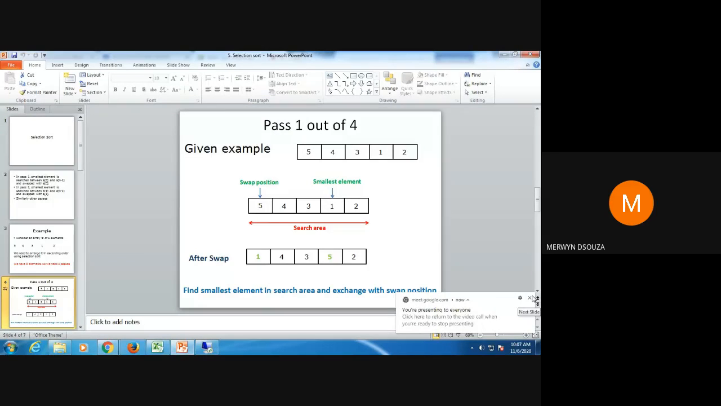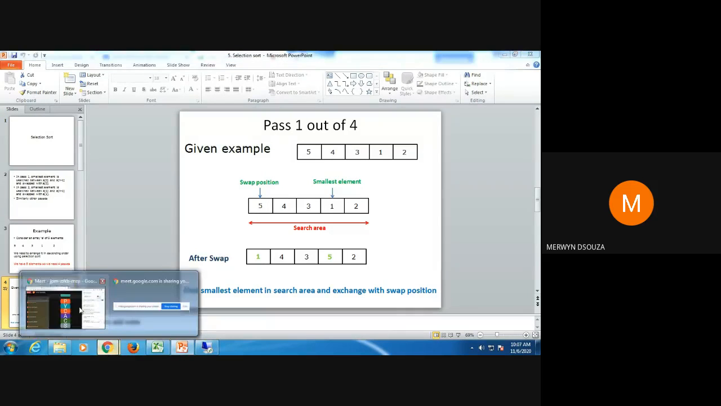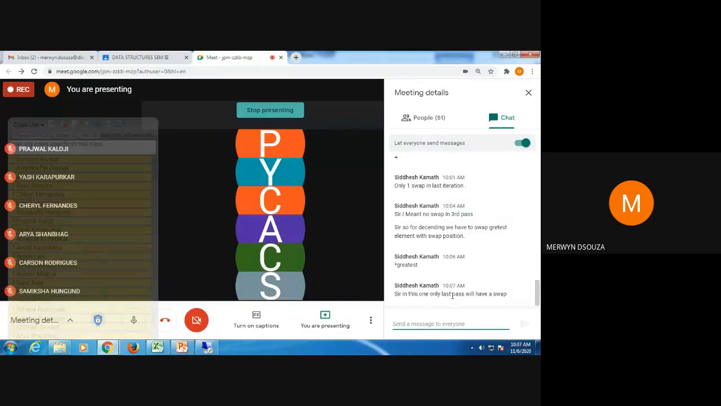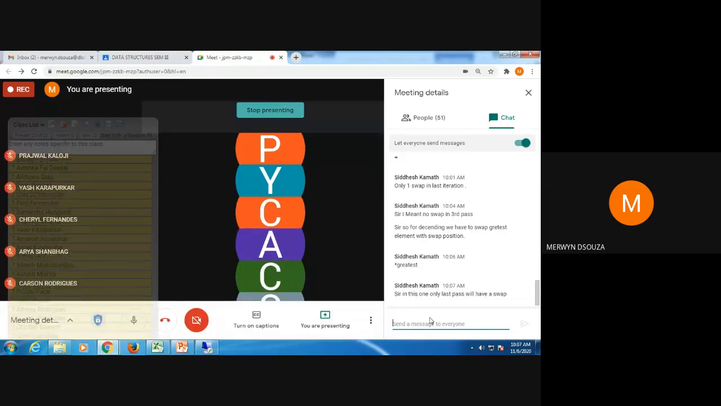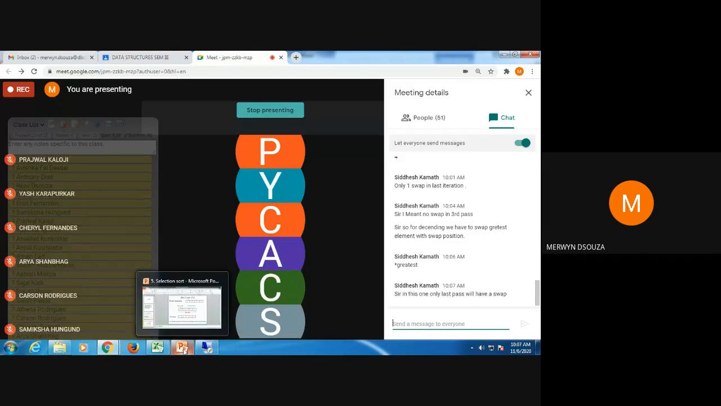Yeah, correct, Siddesh. In this, when you're doing descending, only the last pass will have a swap. Otherwise, all the other passes will not have a swap. That all depends on the order of elements that is given to you. In this case, it's almost in descending order, therefore only the last pass will have a swap.